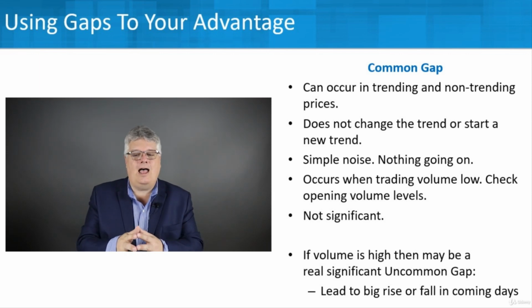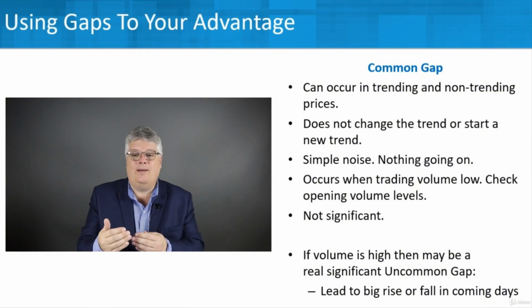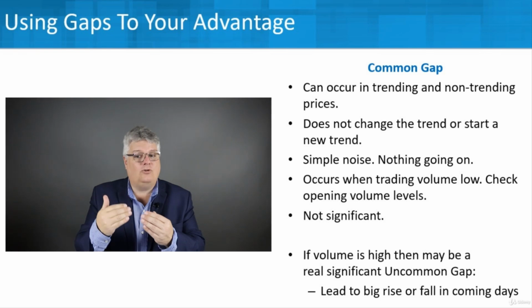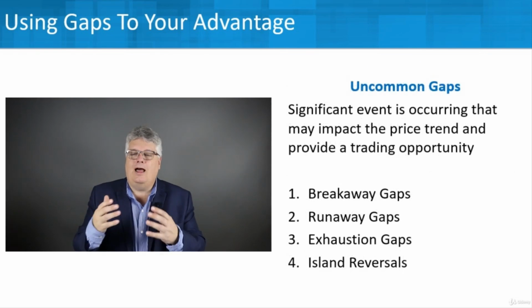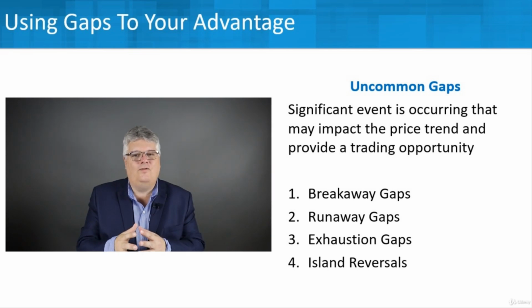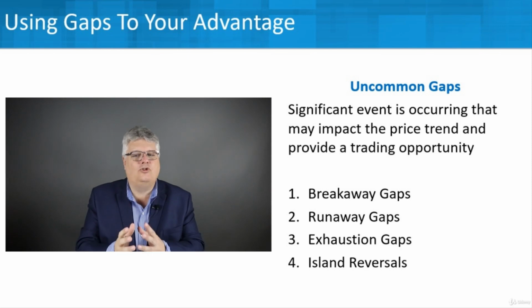So if that volume is high and there's a gap, then you might have something that's really significant, which is the uncommon gap, and that could lead to a big price rise or fall in the next coming time periods, like days. So an uncommon gap is a significant event that may impact the pricing trend and provide a great trading opportunity. So what we're really looking for is uncommon gaps.